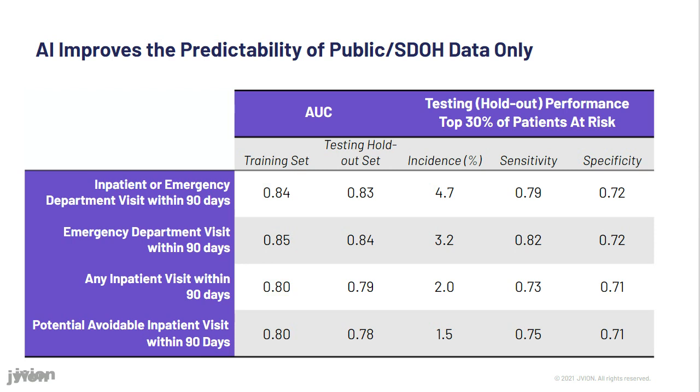Notably, we could predict those AHRQ-defined avoidable admissions, about 13 different diagnoses driving admissions, around chronic disease: CHF, COPD, diabetes. Even with no clinical information, just the social determinants of health and the risk they have for driving chronic disease and poor chronic disease outcomes, we were able to accurately predict, with a sensitivity and specificity over 70%, who was going to have an inpatient admission.